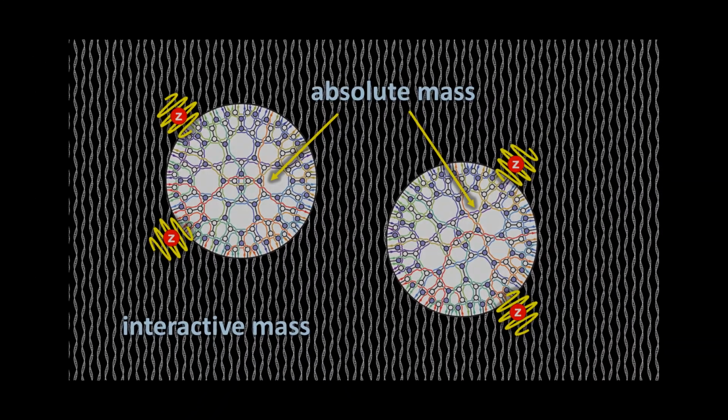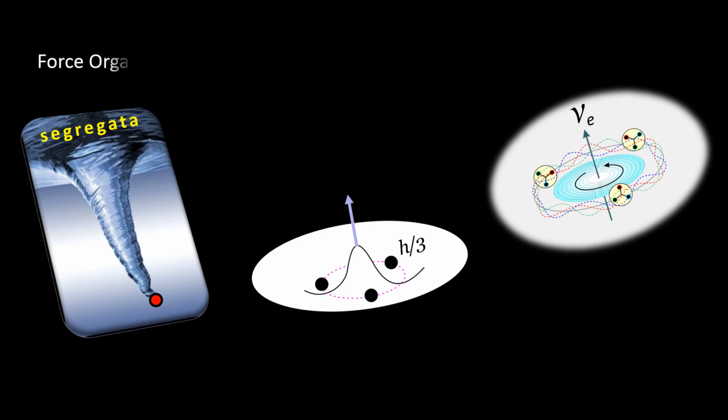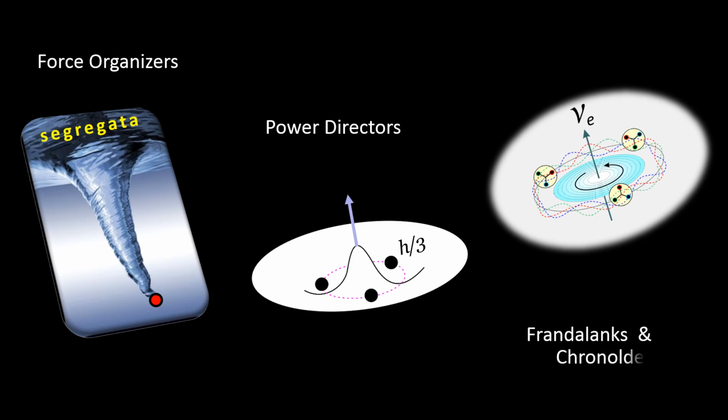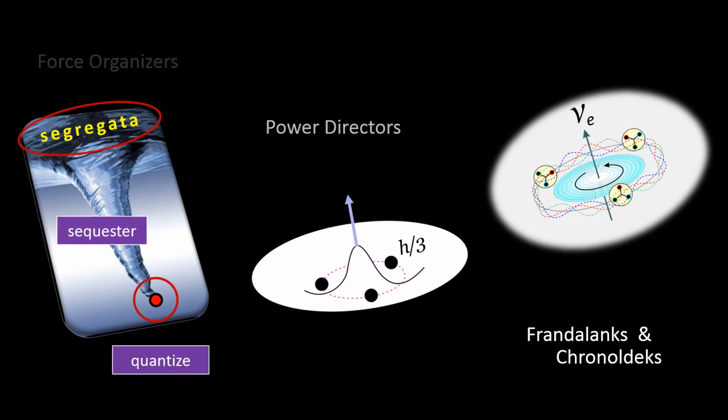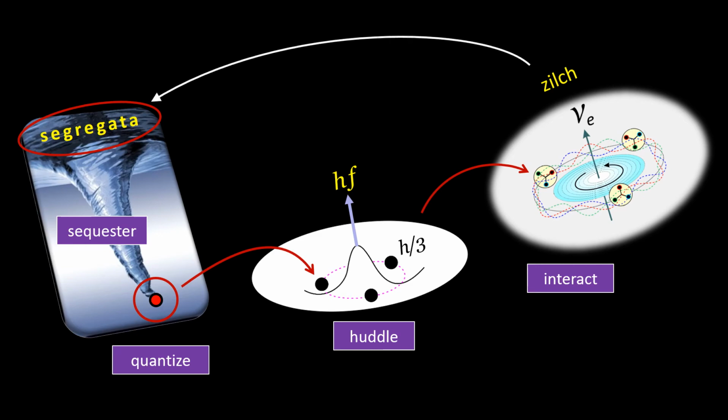So here's what seems to be the Urantia Book story so far. From transcendental force organizers to finite power directors, all the way down to Frandalanks and Chronaldecks embedded in space and time. A condensate of space potency is sequestered and quantized and made to huddle, and then to interact with that same condensate from which it came. The point is, if we're going to build standard model matter from ultimatons, we're going to need building blocks, something like this. Okay, so we have hypothetical building blocks.